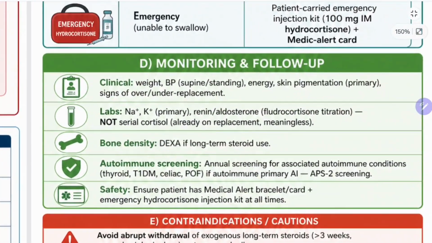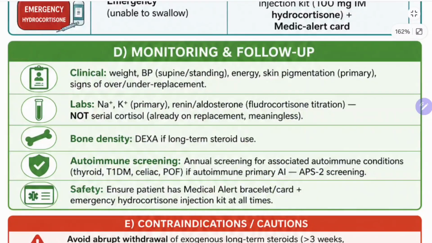Then how do you monitor and follow up the patient? In monitoring, we see clinical, labs, bone density, and autoimmune screening. In clinical, the weight of the patient should be checked, BP both supine and standing, energy, and skin pigmentation should be checked, and signs of over and under replacement as explained in the previous slide should be checked.